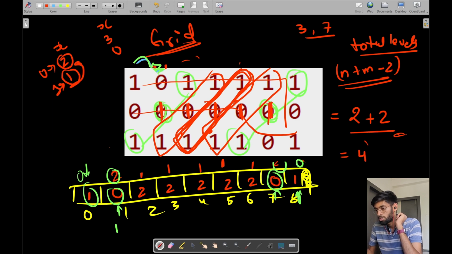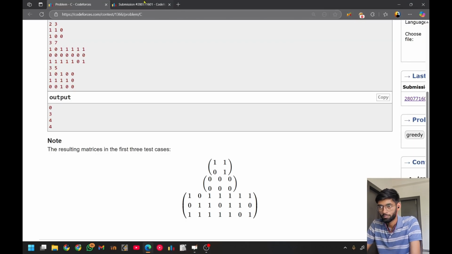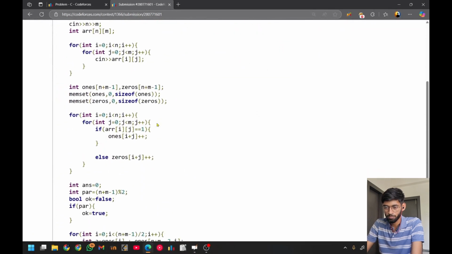So the total number of cells that we have to change is 4. So I think the approach towards the question is clear to you guys. Let us directly move towards the coding part. So here is the code that we will be understanding.